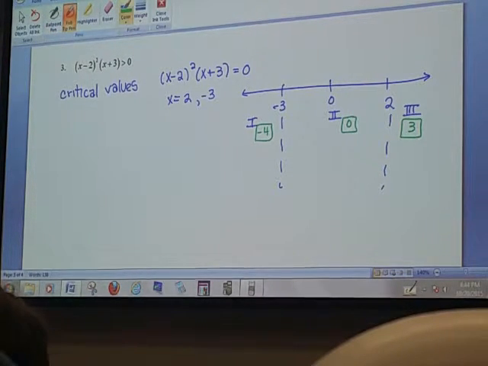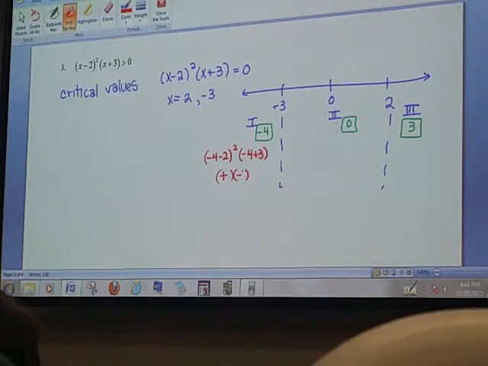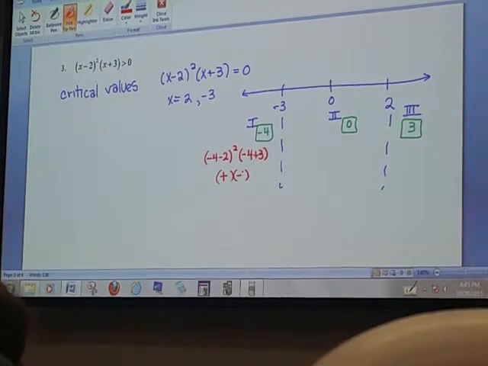So in this one, I will have negative 4 minus 2 squared times negative 4 plus 3. Well, here's the thing. That is positive no matter what, because you're gonna square it. So it doesn't matter what number you put in there, it's always gonna be positive after you square it.